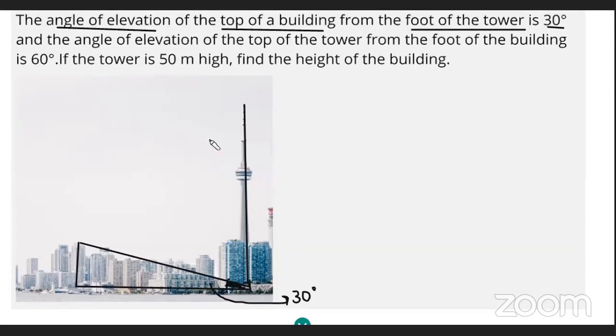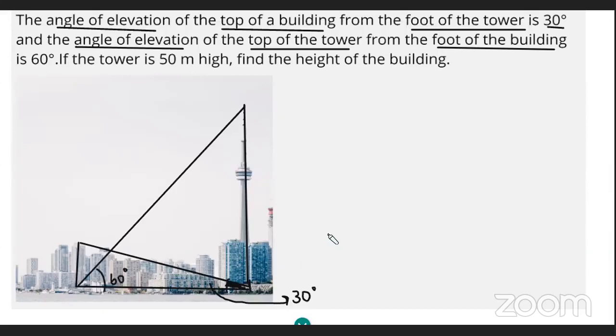Now, the next one they're saying the angle of elevation of the top of the tower from where? From the foot of the building. So a person is standing at the foot of the building here, and he's looking at the top of the tower there. Can you see? And that angle is how much? 60 degrees.